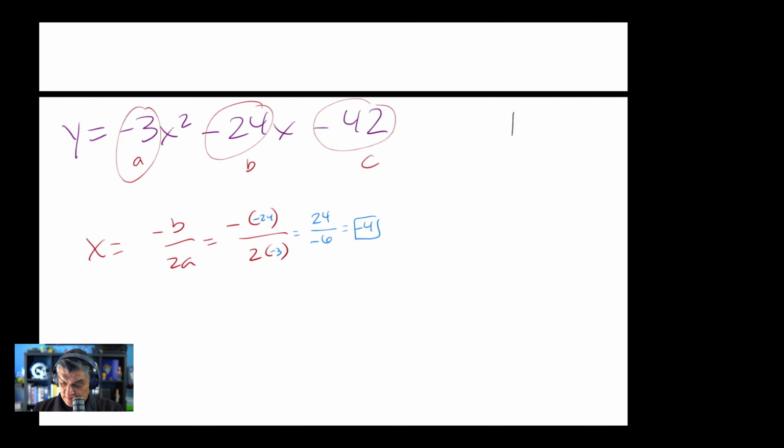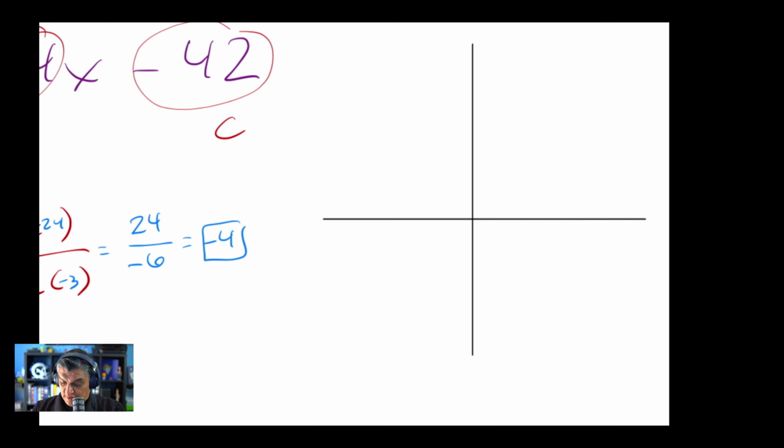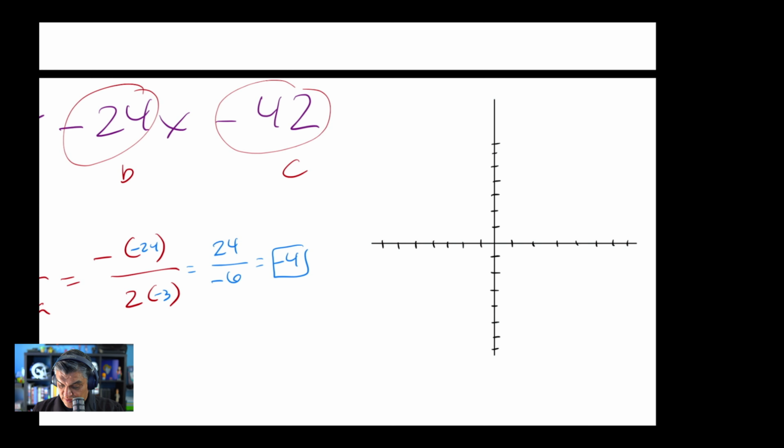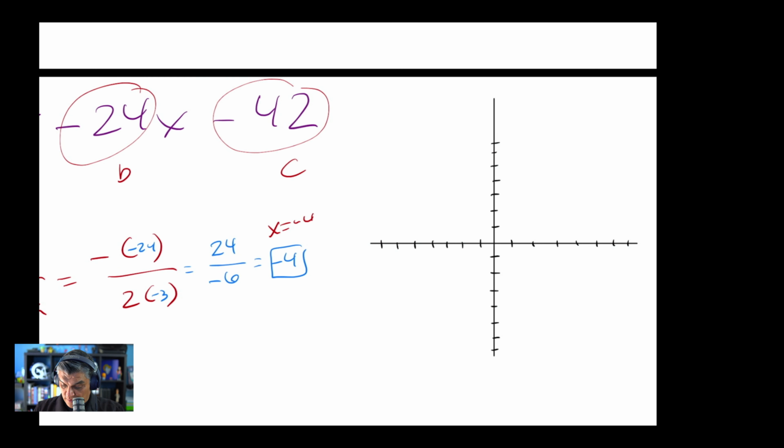Let's see. There we go. There's my y-axis. There's my x-axis. And -4, so I'm going to put some tick marks. 1, 2, 3, 4, 5, 6, 7. -1, -2, -3, -4, -5, -6, -7. There you go. So -4 is my axis of symmetry. X equals -4 is my axis of symmetry.